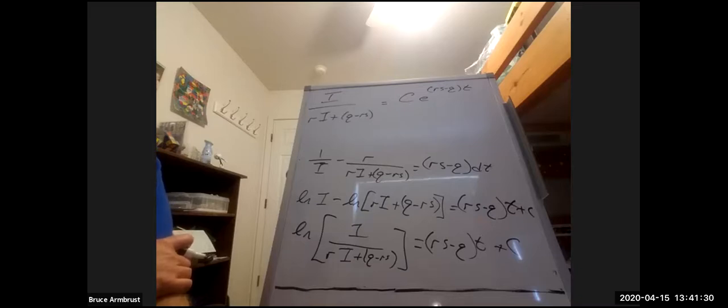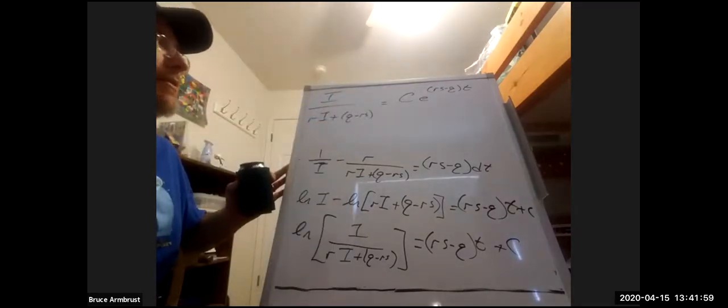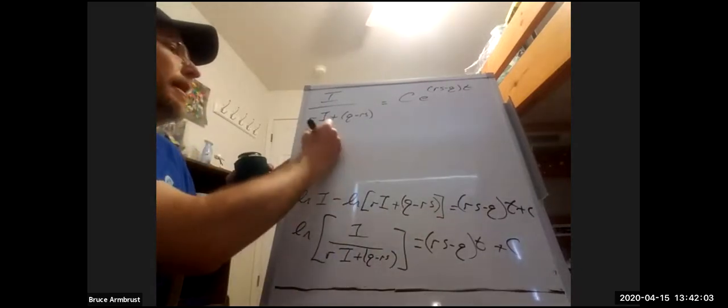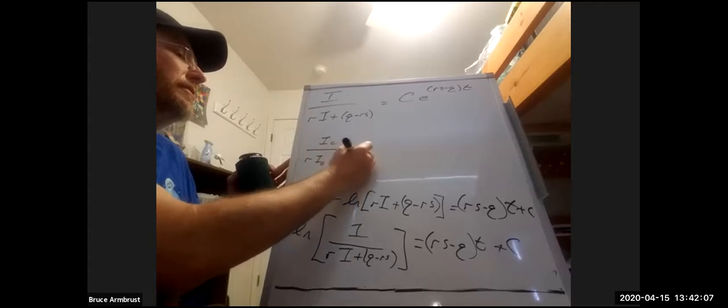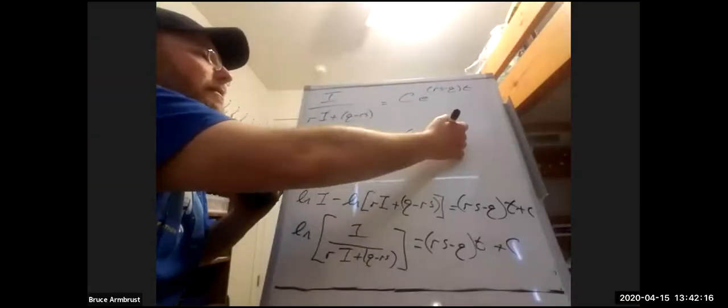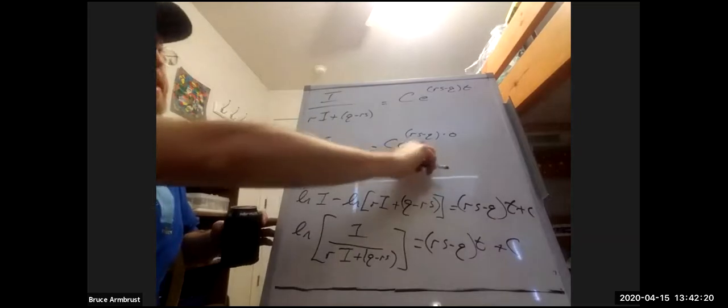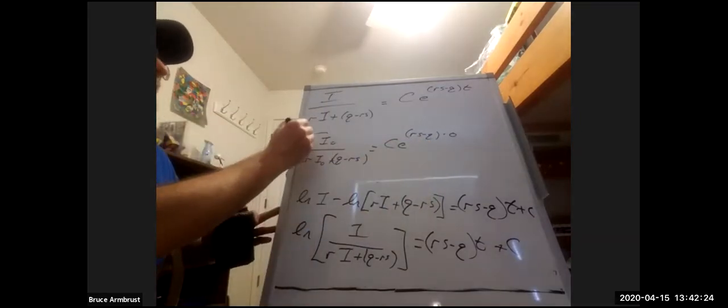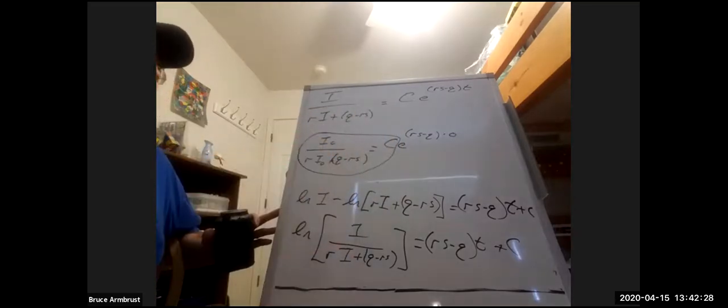But let's solve for C, because this was an initial value problem. Let me go back and look at what it said. It said that we've got I of 0 equals I naught, which is positive. So let's put that in. So we know I of 0 equals I naught. So we're going to get I naught over Ri naught plus Q minus Rs is equal to C e to the Rs minus Q times 0. Well, that's e to the 0, which is 1. So we know what our C is. Our C is equal to I naught over Ri naught plus Q minus Rs.